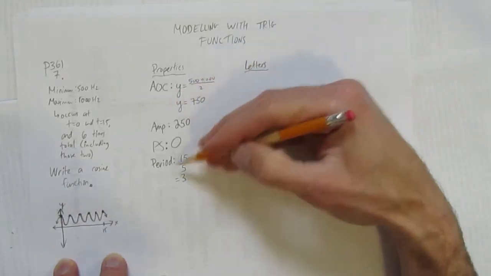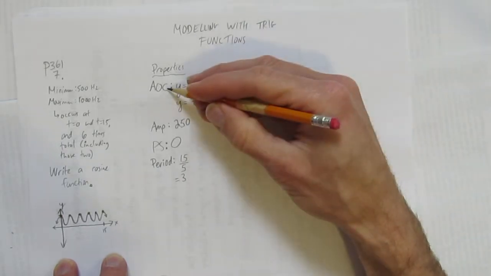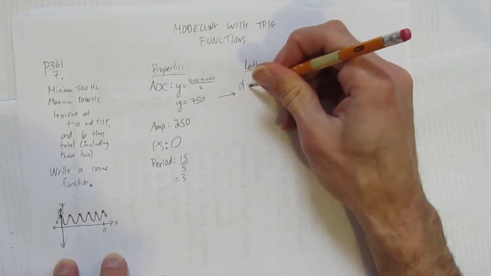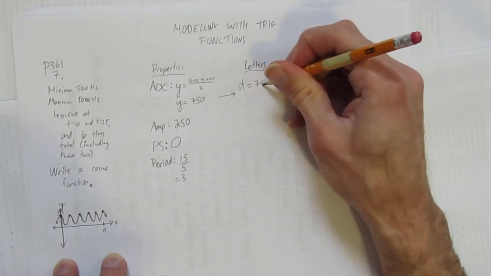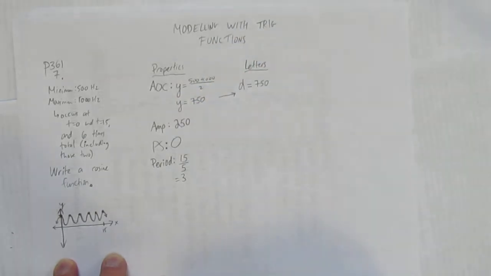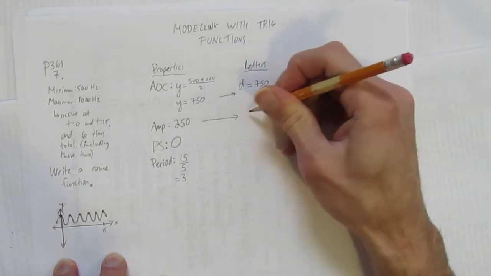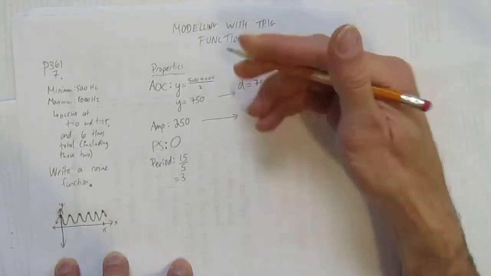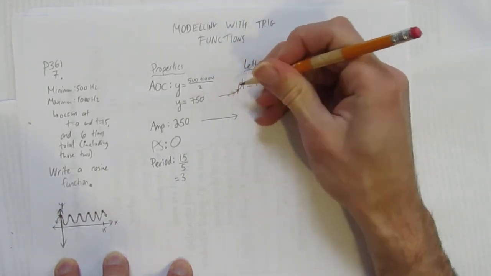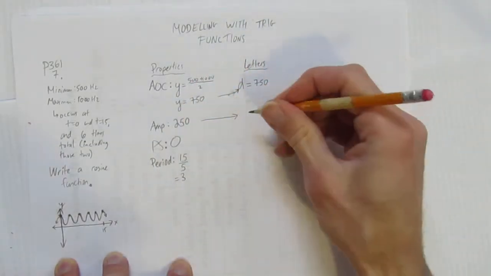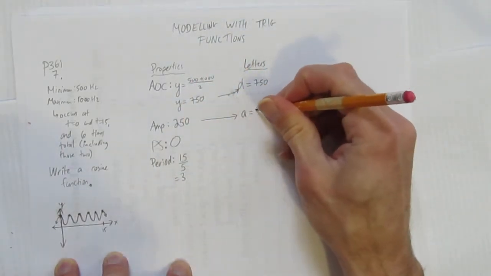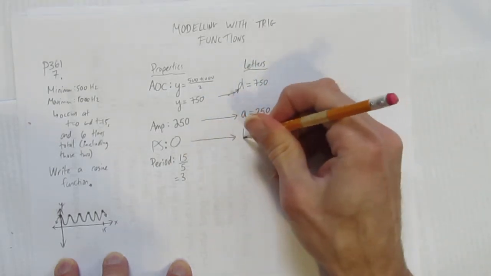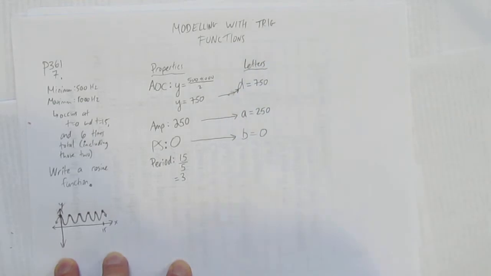So my properties are here, and the corresponding letters. The axis of curve tells us the d value. I'll put a little arrow here. The d value is 750. Why? Because that's what the axis of curve is. The amplitude, that tells us, this arrow's bugging me because it's not pointing right to the d. I'm going to fix it. There we go. The amplitude is 250. That tells us the a value is 250. The phase shift is 0. That tells us the b value is 0.